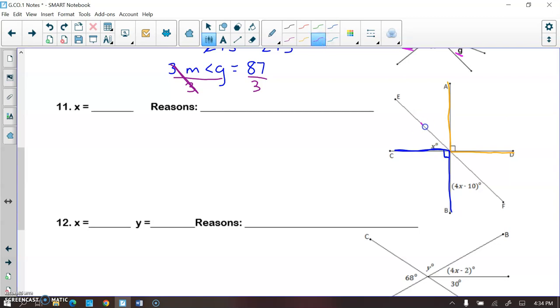And now angle X, that blue angle, and that 4X minus 10 degree angle, they create a straight line, which is a 180 degree angle. So if I do angle X plus that 90 degree angle plus that 4X minus 10 degree angle, that should equal 180 degrees. Combining like terms, X plus 4X is 5X. 90 minus 10 is 80.